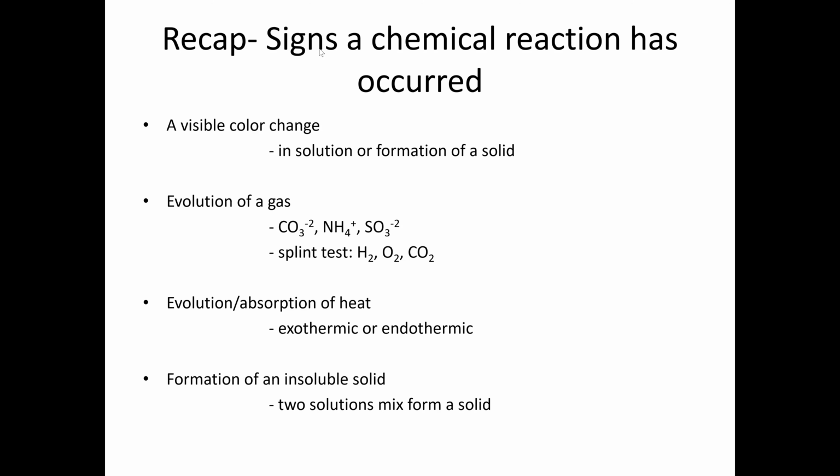Another way is the absorption or evolution of heat. We refer to this as exo or endothermic. And the formation of an insoluble solid. So these are signs that a chemical reaction is occurring. Now we're going to talk about what types of chemical reactions we can have.